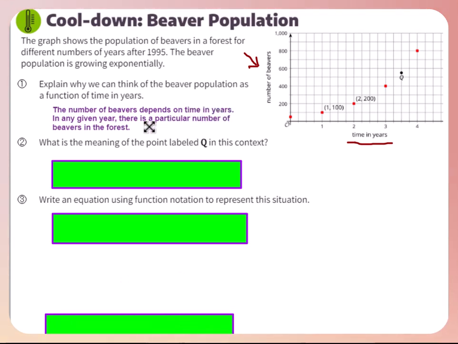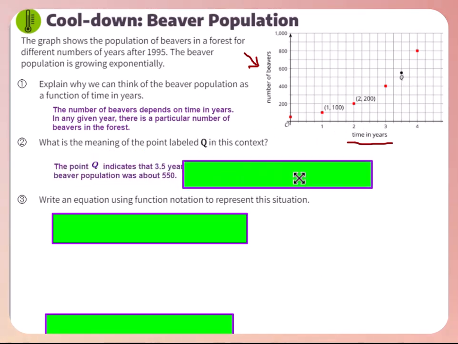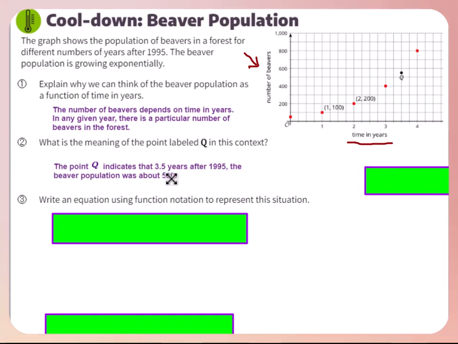In any given year, there's a particular number of beavers in the forest. There's not two different amounts. There's only one amount for each input x. What is the meaning of the point label Q? We've got Q up here. Point Q indicates that 3.5 years after 1995, the population was about 550.